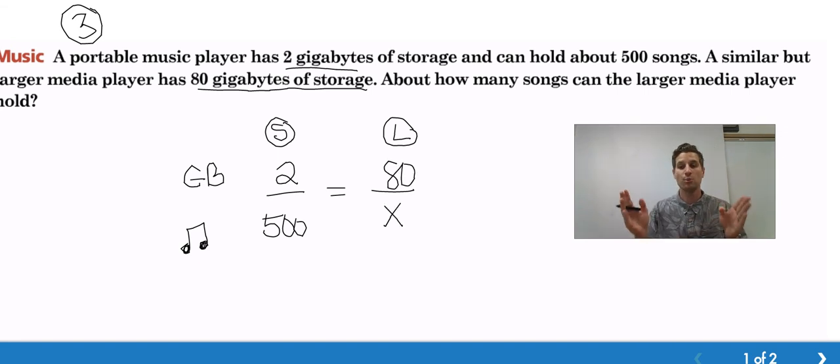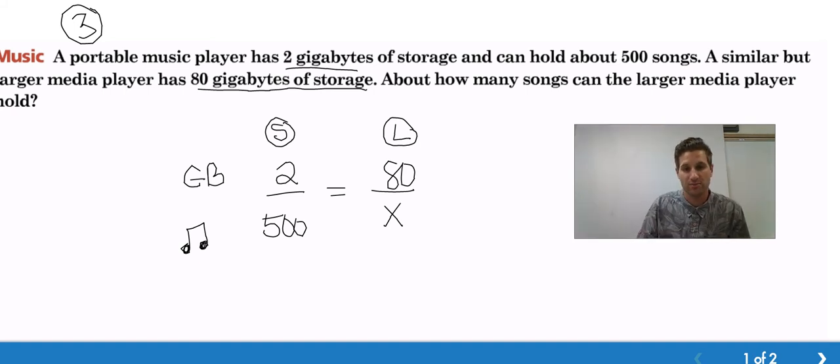Now they should be proportionate, okay? The amount of gigabytes and number of songs is going to be proportionate to the smaller and the larger. So we should be able to set this up. So the big idea here is trying to set up that proportion, and I like to use my different headings to help me do that.